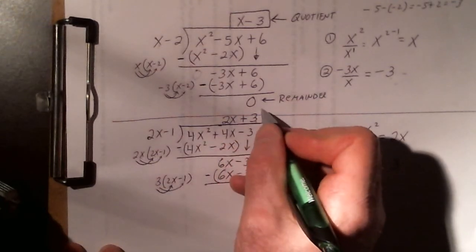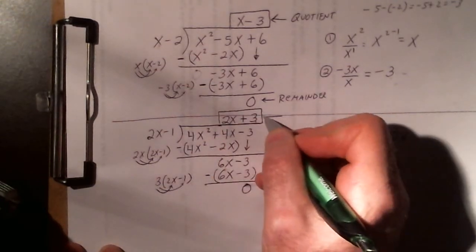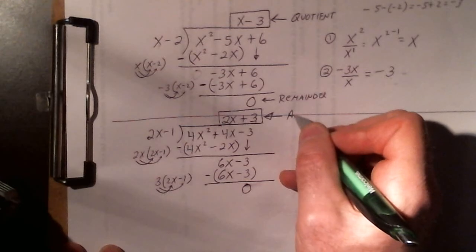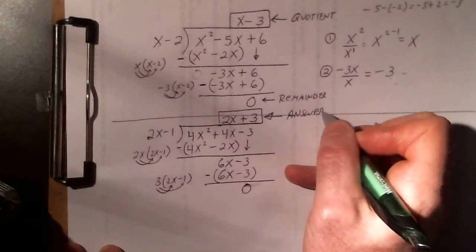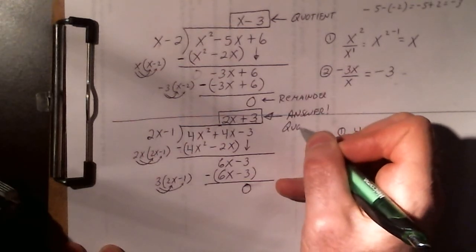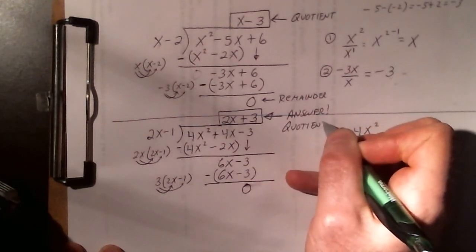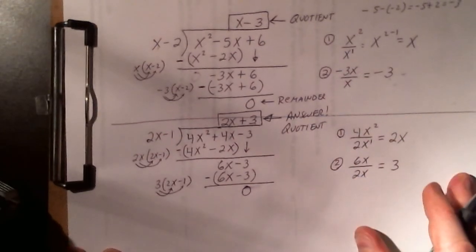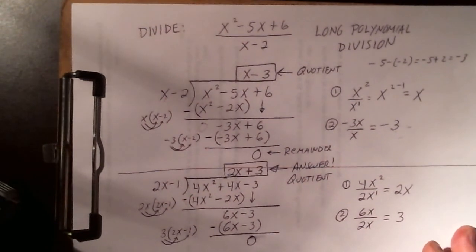And your quotient is going to be this guy up here. That is your answer. That is your quotient. So I've shown you so far 2 examples of long polynomial division.